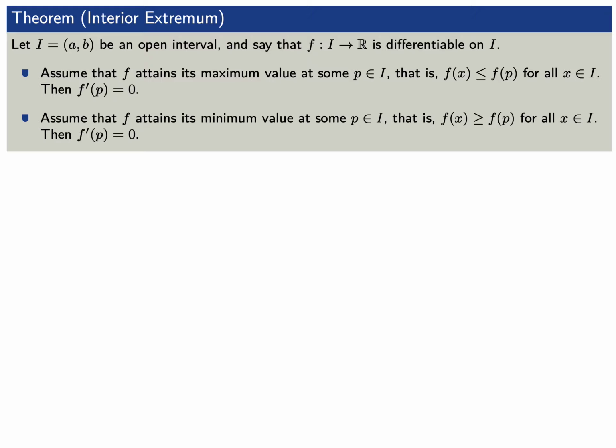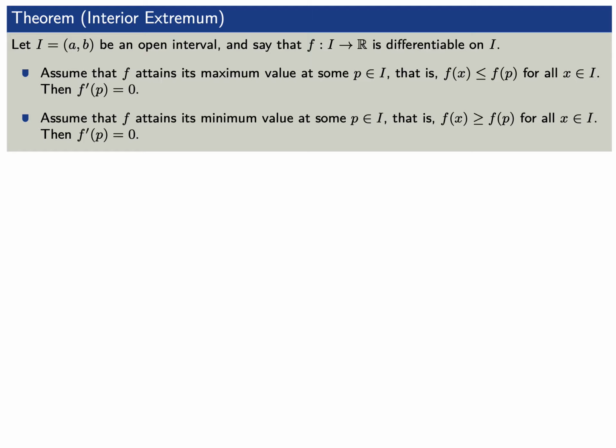Let's let I be an open interval and say that f is differentiable in our open interval I. Assume first that f attains a maximum at some p in I. That is, f of x is less than or equal to f of p for all x in I. Then f prime at p equals 0.